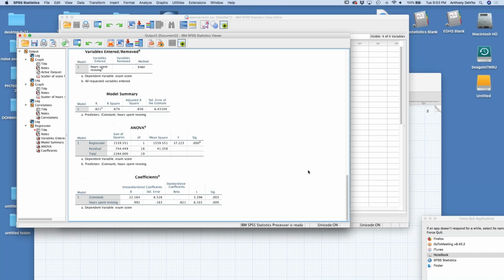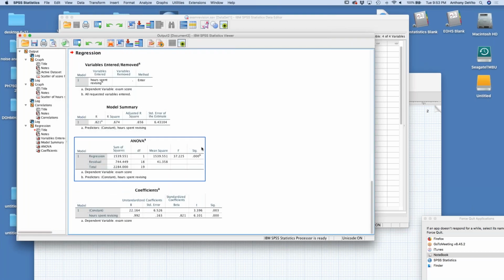Okay, so SPSS is going to do an analysis for regression, and the first thing we're going to see is a model summary. In this model summary, it's going to recalculate the correlation. Remember our correlation, there's a correlation right there, 0.821. So 0.821 is our correlation.